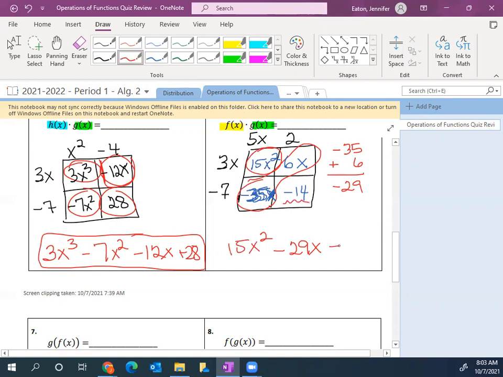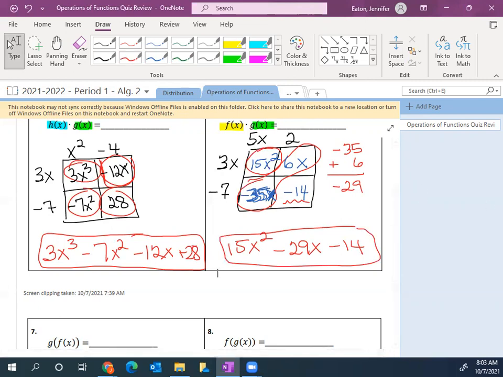And lastly, the minus 14. And again, I'm just going to box this answer instead of putting it up on the line there, just because it's already big and in its place.